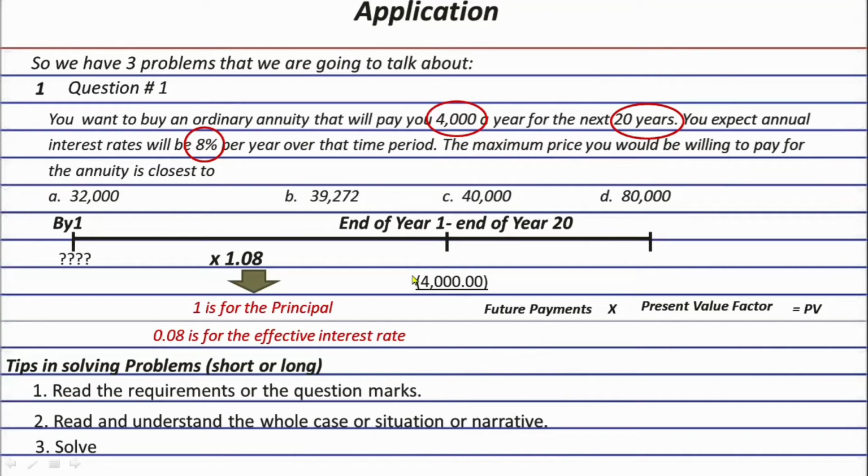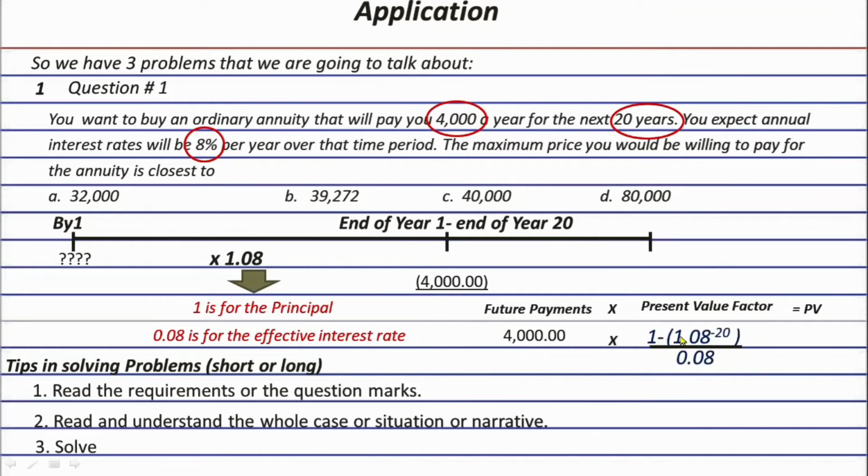So, in the problem, we have the future payments of 4,000 each year. And then, since this 4,000 will be received multiple times over 20 years, and there is no mention if those payments from the investment will be received at the beginning or end of each period, then we will assume that those 4,000 payments will be received at the end of each year.